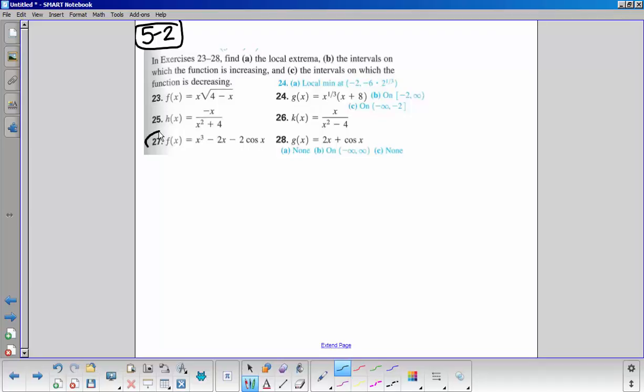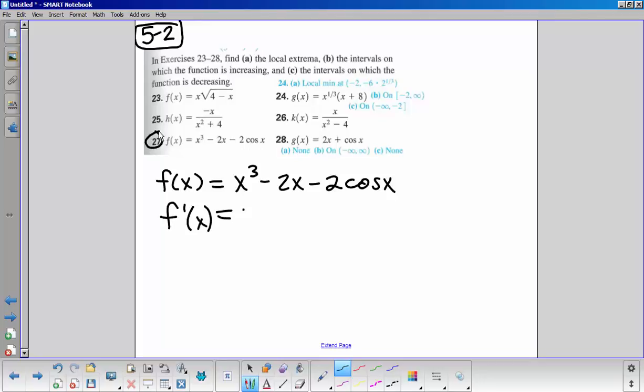Right, so what we're going to do now is number 27 from section 5-2, and then we're going to find the local extrema, the intervals where the function is increasing, and the decreasing intervals. So f of x is equal to x cubed minus 2x minus 2 cosine x. And we need to take the derivative, right? What's the derivative? 3x squared minus 2 plus 2 sine x, right?